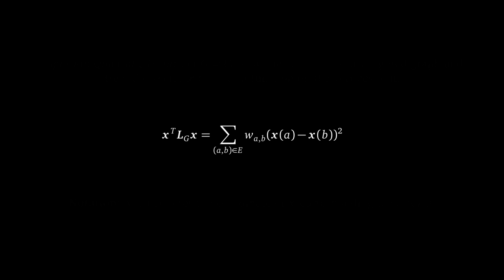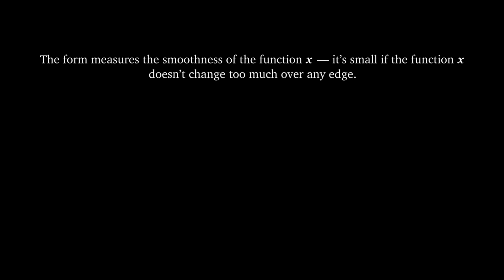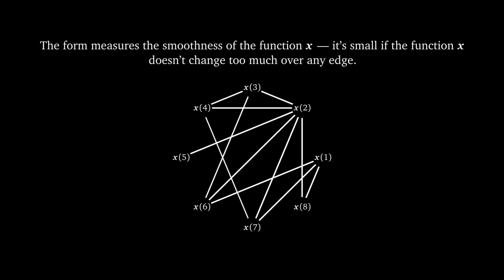So this kind of represents the flow of the graph and the smoothness of our vector. It's only really small if the function doesn't change much over any edge. And we can kind of see this, because when we actually take the sum, we're finding the deltas between every vertex on the graph. There must be some reason this is called the Laplacian.